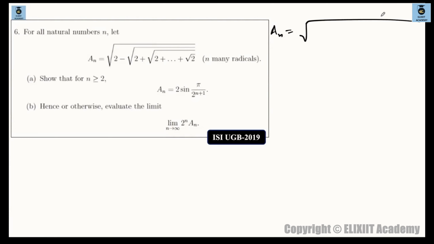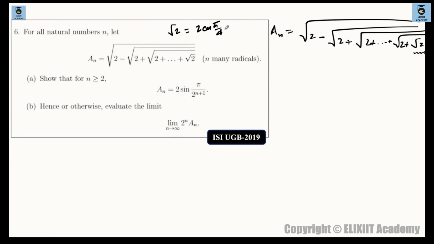n is basically root over of 2 minus root over of 2 plus and so on, goes up till root over of 2 plus root 2. This is what we are having. Acha, from here we can say this root over of 2 is there. We have to bring this trigonometric form over here. Acha, root 2 is, we can write this root 2 to be, root 2 is 2 cos pi by 4. Cos pi by 4 is 1 by root 2. So 2 by root 2, which is root 2 only. So I'm writing this root 2 to be 2 cos pi by 4.